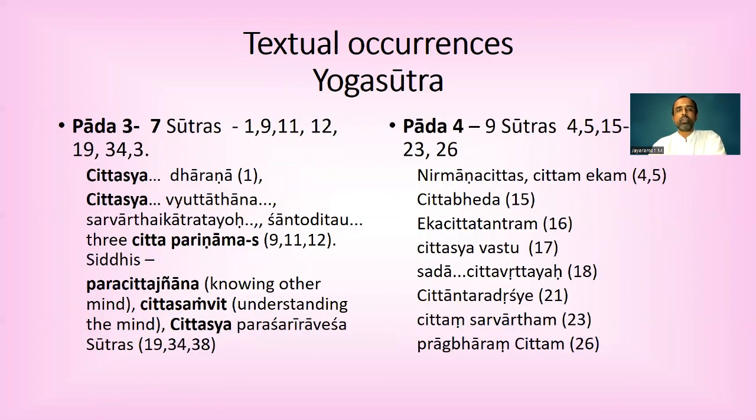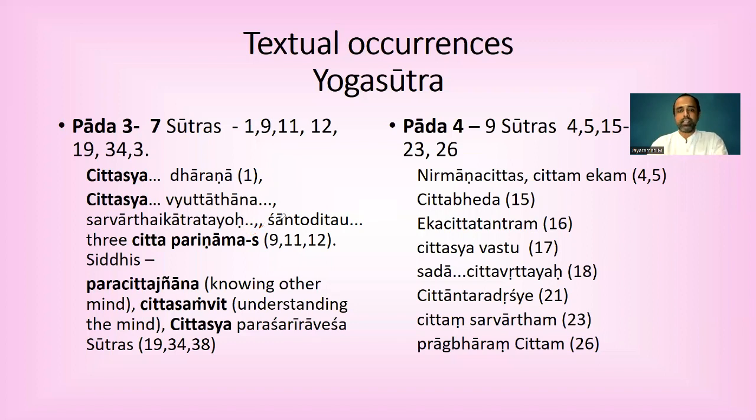Then we go to the third pada, where we see the word again used in seven sūtras. For example, deśa-bandhaś cittasya dhāraṇā. There again, the binding of the mind in a particular, defined place, that is dhāraṇā. As part of the definition of dhāraṇā, we find citta. And then vyutthāna, and then you find the citta-pariṇāmas. There also you find the word.